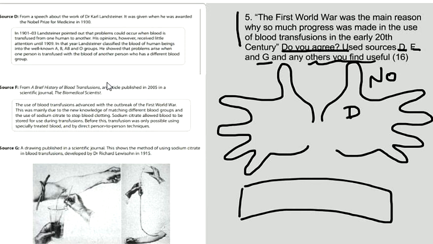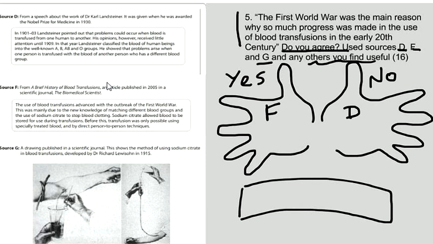Source D goes there. Source F, from a brief history of blood transfusion published in 2005 in a scientific journal, The Biomedical Scientist: the use of blood transfusions advanced with the outbreak of the First World War. Oh, that goes in the yes, it was the First World War hand, quite clearly. Let's see what else it says. This was mainly due to the new knowledge of matching different blood groups and the use of sodium citrate to stop blood clotting. Sodium citrate allowed blood to be stored for use during transfusions. Before this, transfusion was only possible using specially treated blood and by direct person-to-person techniques.